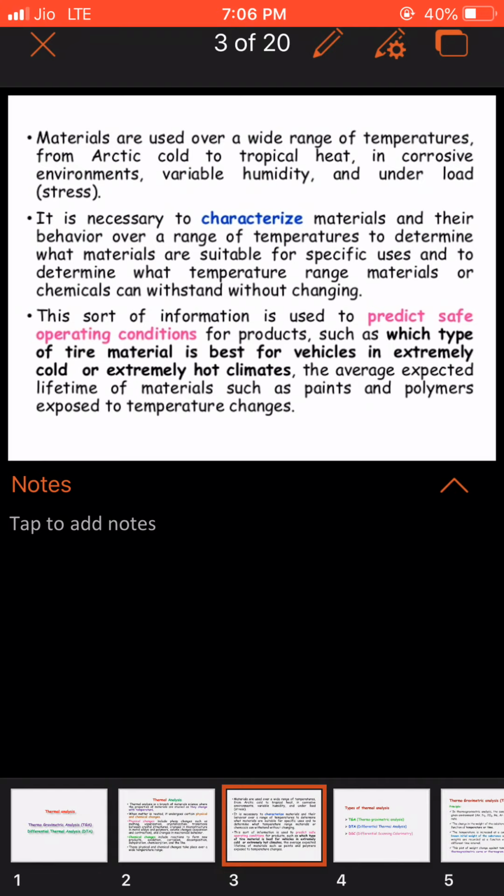Countries that are near the equator are extremely hot. So you need to understand the materials' properties, especially the thermal properties of those materials, so as to prepare those materials that can be employable in different parts of the world which have different kinds of atmospheres.